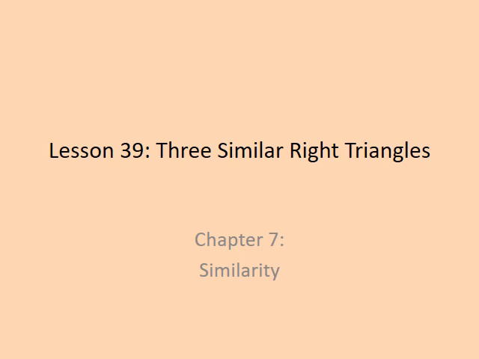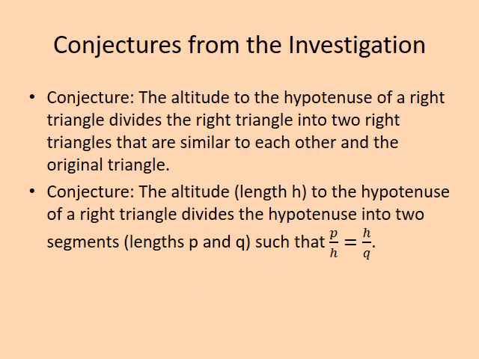This lesson explains how to solve problems with three similar right triangles. In the investigation that you just completed, you discovered that the altitude to the hypotenuse of a right triangle divides the right triangle into two right triangles that are similar to each other and the original triangle.